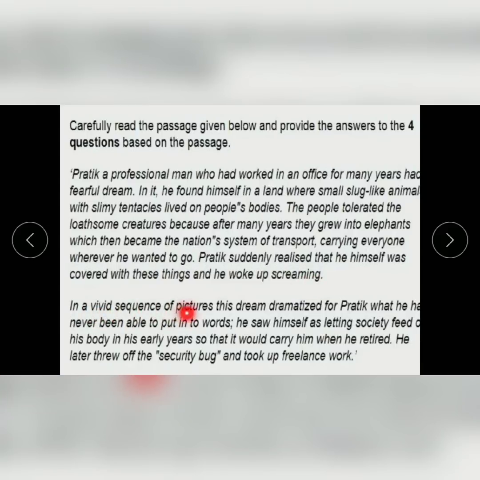In a vivid sequence of pictures, this dream dramatized for Pratik what he has never been able to put into words. He saw himself as letting society feed off his body in his early years so that it would carry him when he retired. He later threw off the security bug and took up freelance work. Okay, clear? We have to answer 4 questions based on this passage.